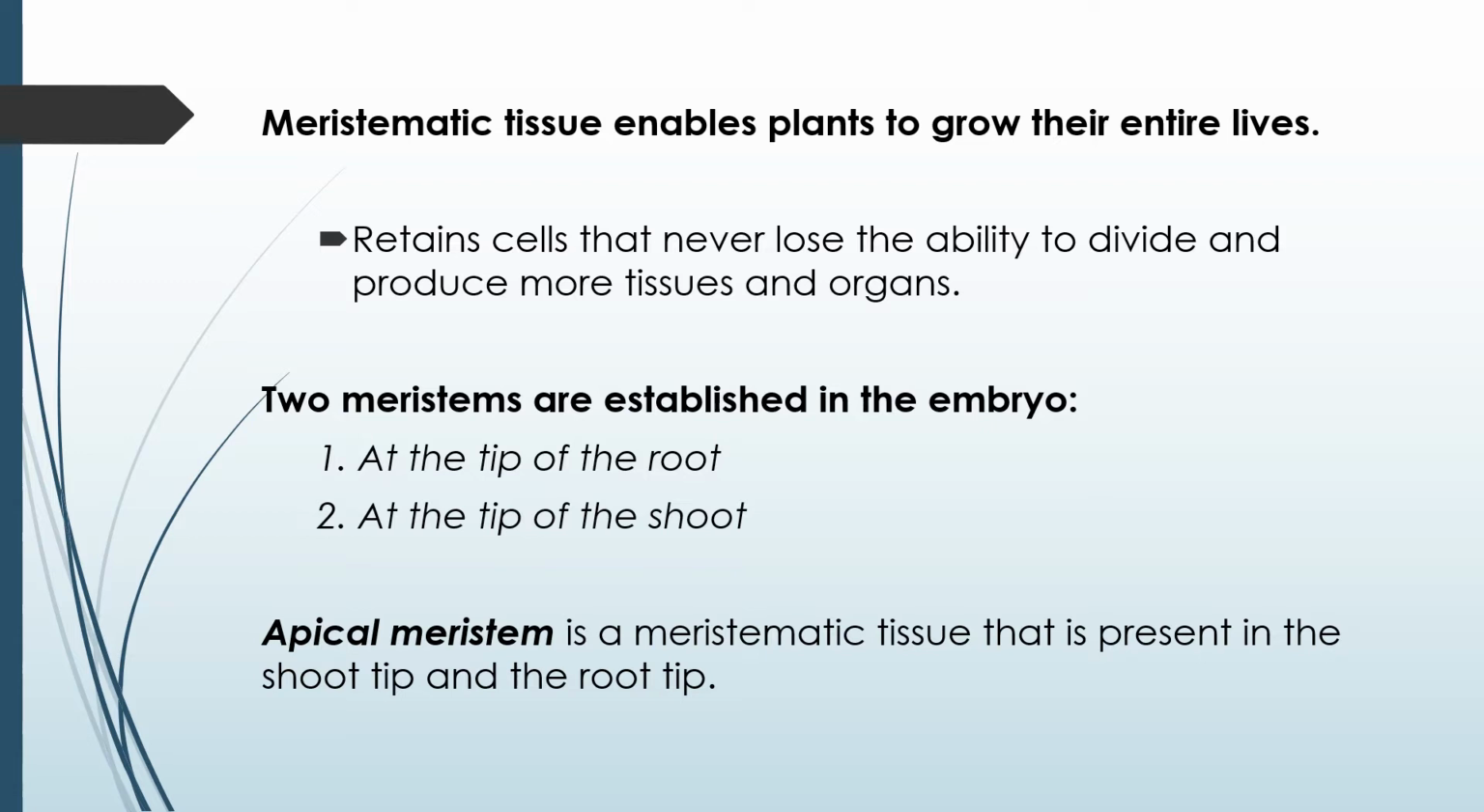Okay? So, two meristems are established in the embryo. The first meristem is at the tip of the root, and the second one would be at the tip of the shoot. Okay, so apical meristem in a meristematic tissue is present in the shoot tip and the root tip. Okay, again, at the tip of the root and at the tip of the shoot, you will see apical meristems. Okay, yun yung mga meristematic tissues na nakikita dun sa root at sa shoot.